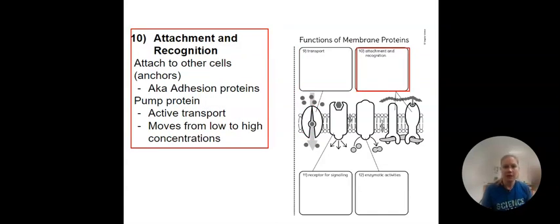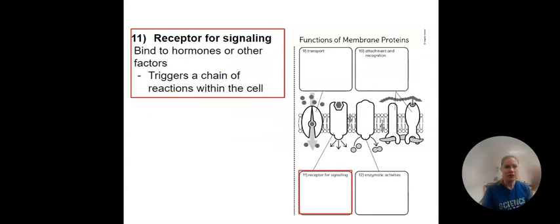Another function of membrane proteins is for recognition and attachment. Some of these proteins can be used as anchors so that a cell can hook onto another cell, but then also there are pump proteins, which are used for active transport. We can see here where we are moving substances against their concentration gradients, so we're moving from an area of low concentration to an area of high concentration.